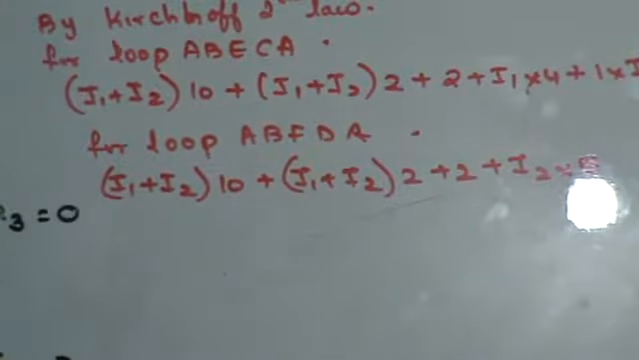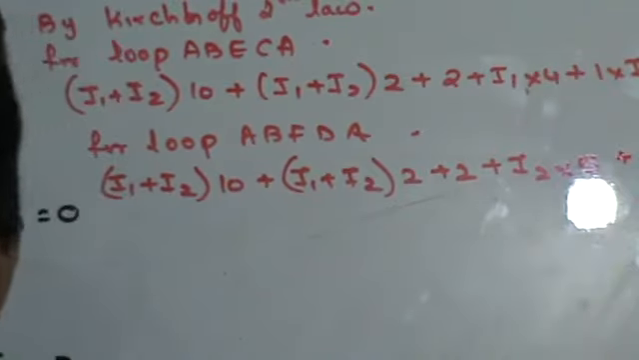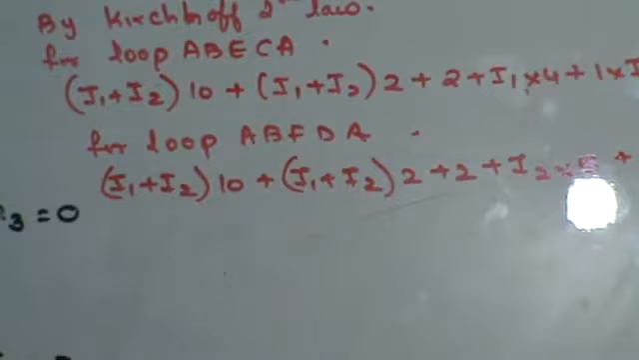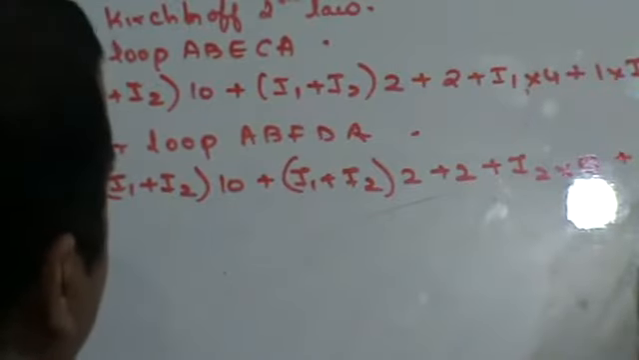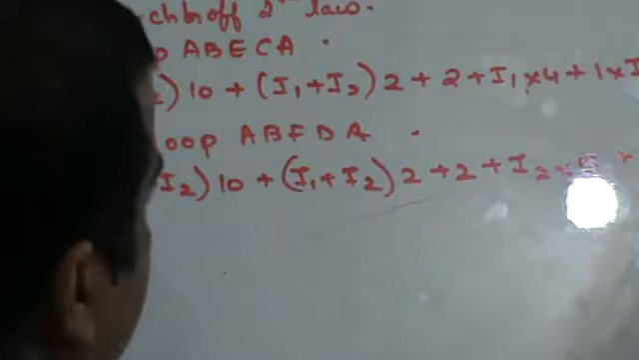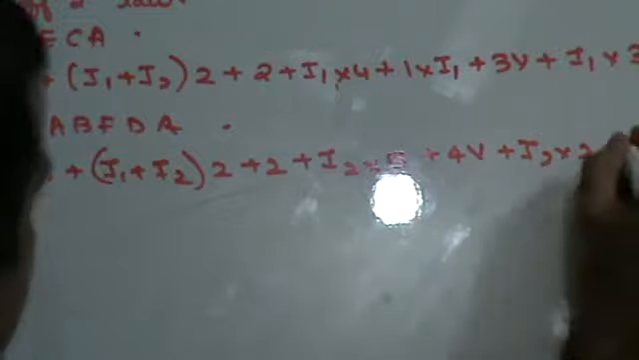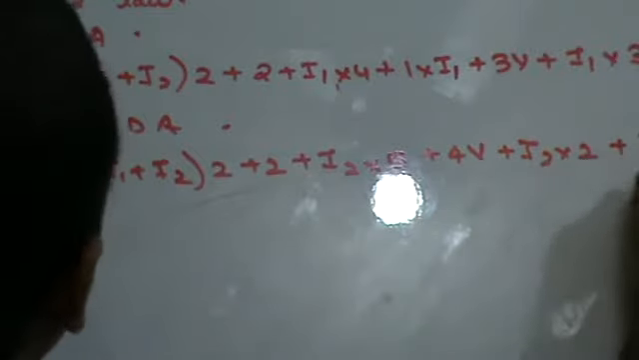As I move from F to D, I'm tracing the loop from F to D. Current is moving from F to D. Therefore, the EMF will be treated as positive. For internal resistance, the current is entering the node at point F. Therefore, current will be positive. So plus I2 into 2. Then I'm moving from D to A. Current is entering the node at point D. So that's going to be I2 into 6 should be equal to 0.